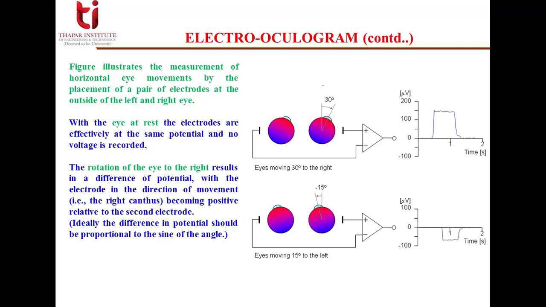Now, if the rotation of the eye is to the right, it results in a difference of potential, with the electrode in the direction of movement becoming positive relative to the second electrode. Ideally, the difference in potential should be proportional to the sine of the angle. If we are rotating to the left, the opposite effect should result. As you can see in this figure also, if we are rotating to the right, there is a positive pulse, and if we are rotating towards the left, then it is a negative pulse.